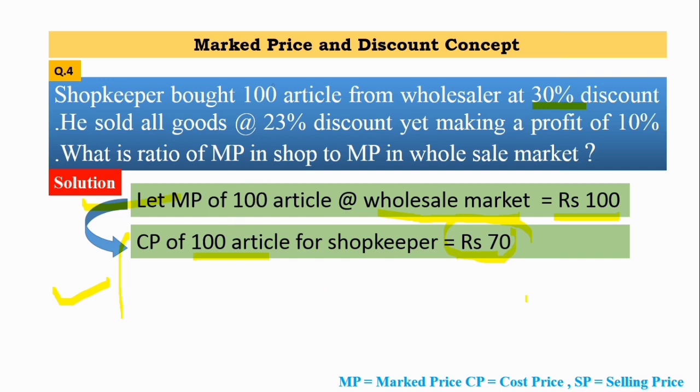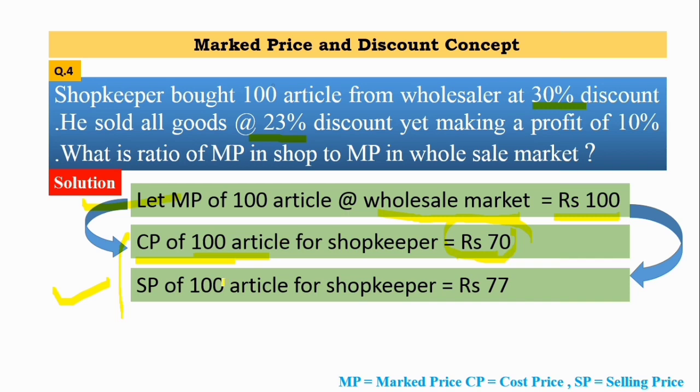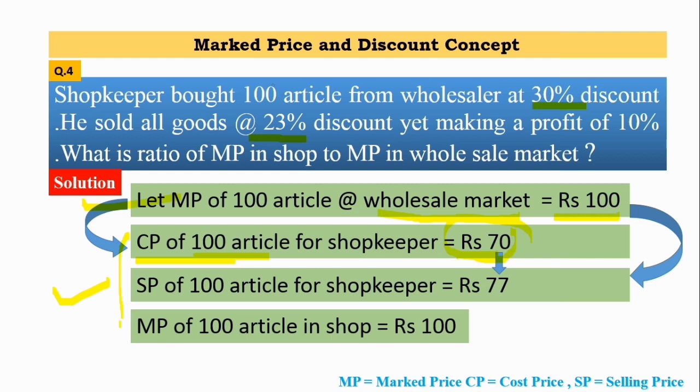Okay, so after that we have to calculate the CP, or the purchasing price, of the 100 articles for the shopkeeper from the wholesale market. Now in the question it is given that he sold all goods at a 23% discount. So initially we calculate the SP on the market price. We assume the market price in the shop as 100.